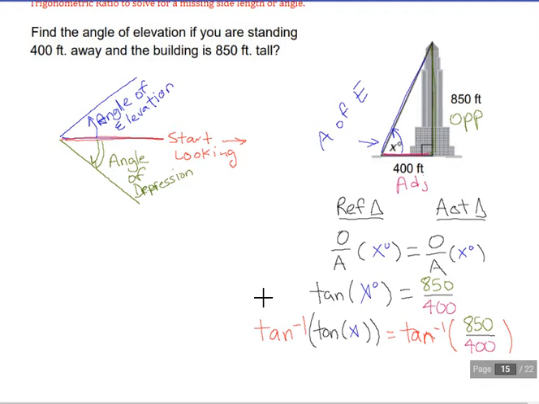So the tangents by rule will cancel, leaving us with X degrees. And so we have to find the inverse tangent of 850 divided by 400. So we'll make that a decimal first, 2.125, and then take the inverse tangent of it. And so, to see the top of the building, you have to use an angle of elevation, so you have to crane your neck upward: 64.799 degrees. And so that's what my angle of elevation is. This right here, the X is going to be 64.799 degrees.